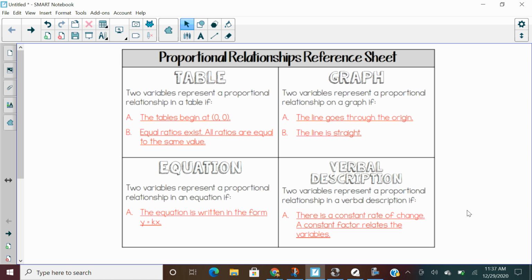So what you're going to do is on that first slide, you're going to use this video and type in all these different ways to remind you of how a table, a graph, an equation, and a verbal description are proportional relationships.